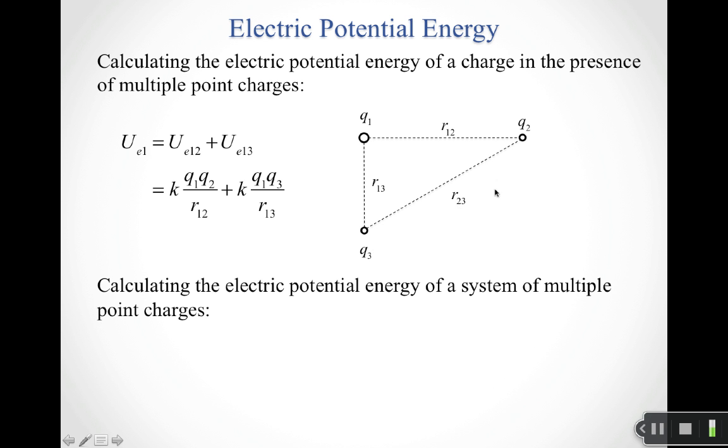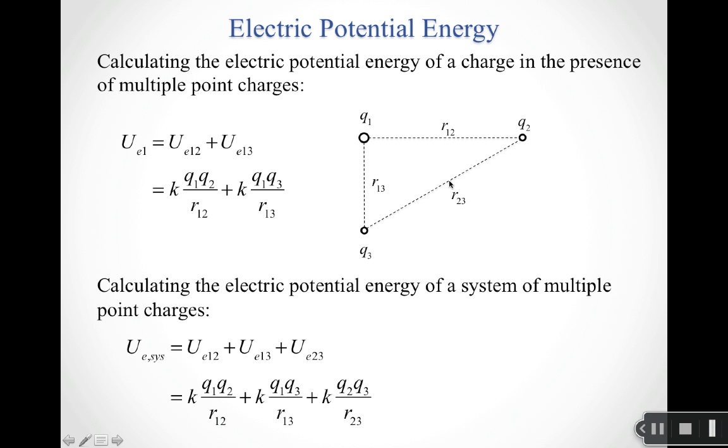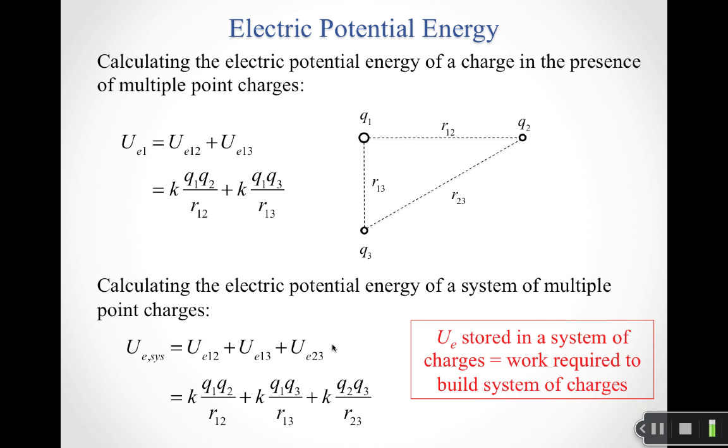If I want to calculate the potential energy of the system, then I just need to add in that third interaction. So I've got an interaction between 1 and 2, an interaction between 1 and 3, and an interaction between 2 and 3. So the electric potential energy of the system says I need 3 terms, one for each of my 3 interactions. And you'll notice that it basically tells you that the electric potential energy stored in your system of charges is equal to the work required to build the system.